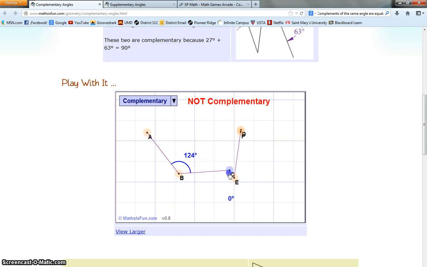So if I keep dragging this more and more all around the circle to about 360 degrees or 359, I still don't get anything until all of a sudden I go back to 0, which then creates the other. If this angle here is 0 degrees, then this angle here has to be 90 because then they add up together.